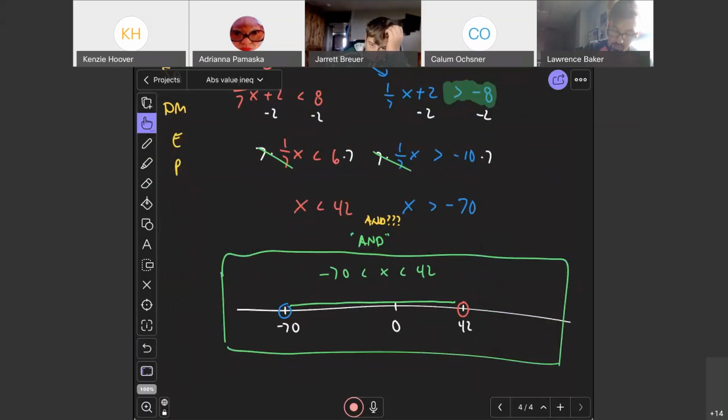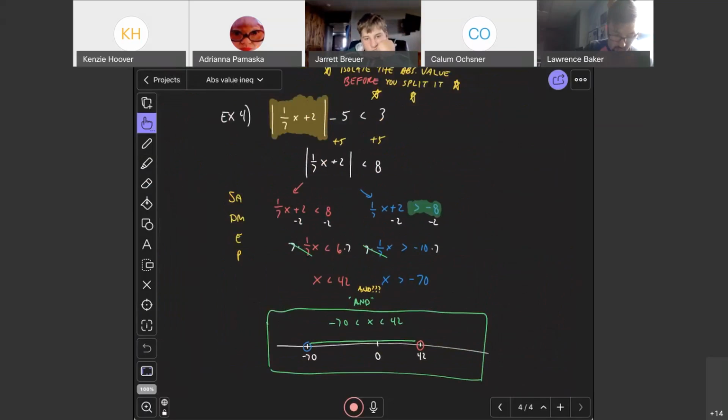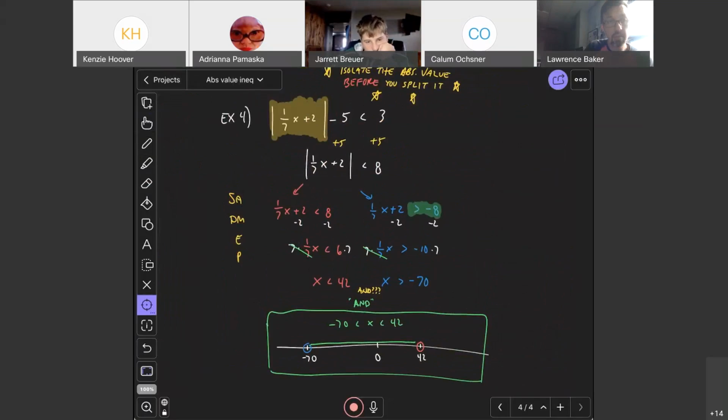And Caleb talked about the number 0 to see if it works, right? Go back to here and we plug in 0. So 1/7 of 0 is 0, plus 2 would be 2. So the absolute value of 2 is 2. And then 2 minus 5 is negative 3. So the negative 3, which is what all this side is, is less than 3. Okay, so by plugging in 0, we get an answer that works.